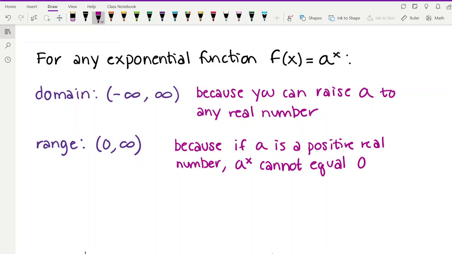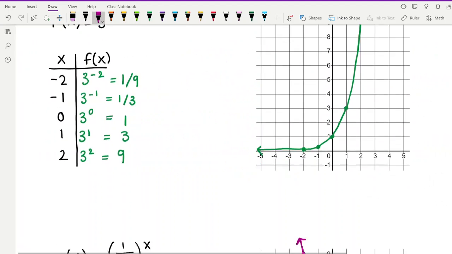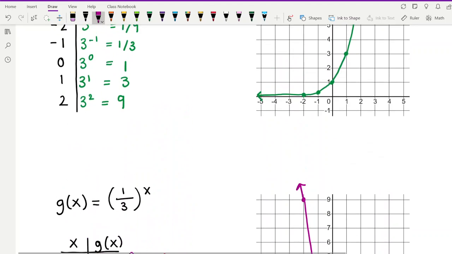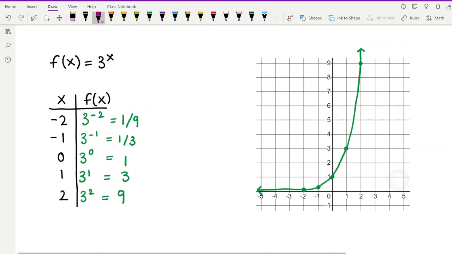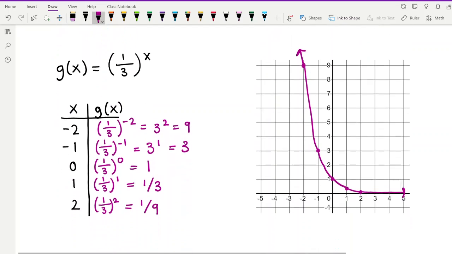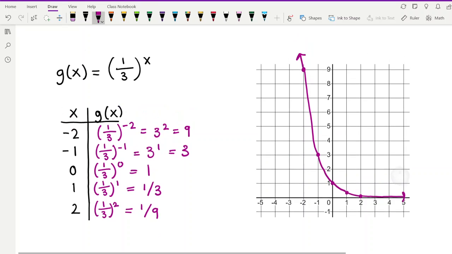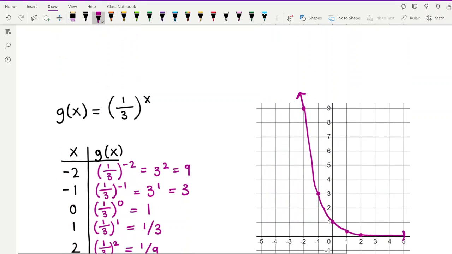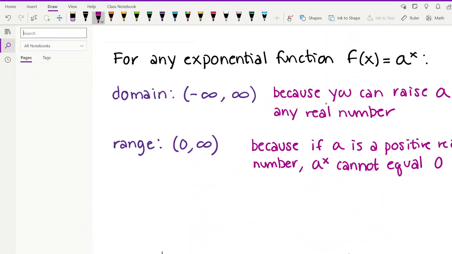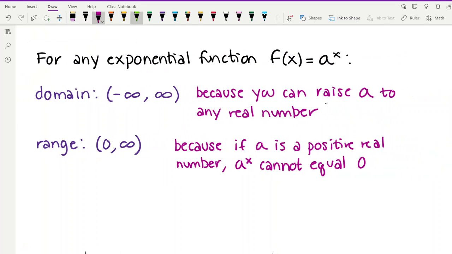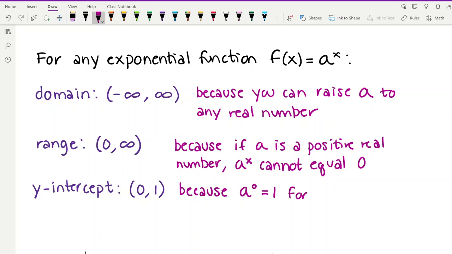Okay, what else can we talk about that these two graphs have in common? Well, let's look at the intercepts. So what about the y-intercept? Notice that these both have a y-intercept of (0, 1), right? They both cross the y-axis at a y value of 1. And that's going to be true for any exponential function. They're always going to have a y-intercept of the point (0, 1). And that's, as we mentioned, because a to the 0 is going to be equal to 1 for any number a.